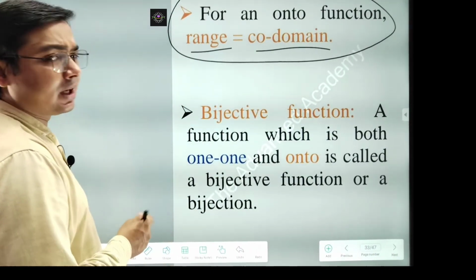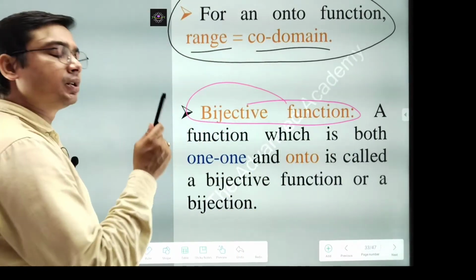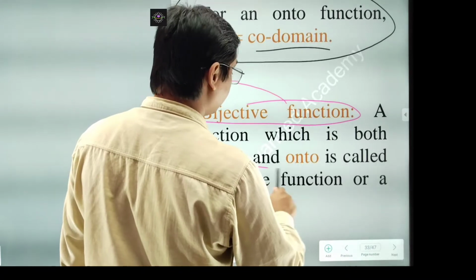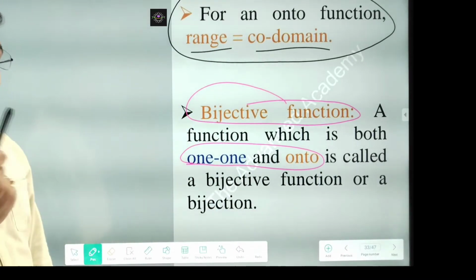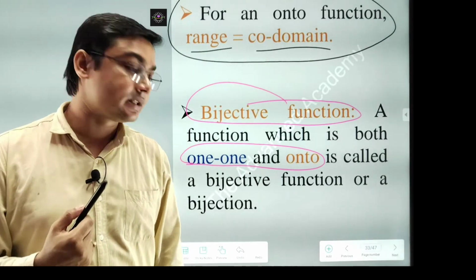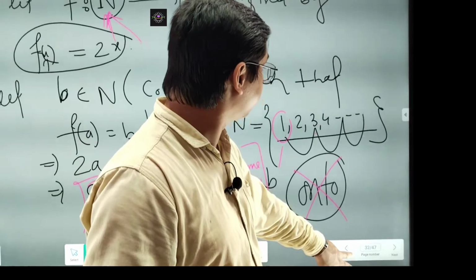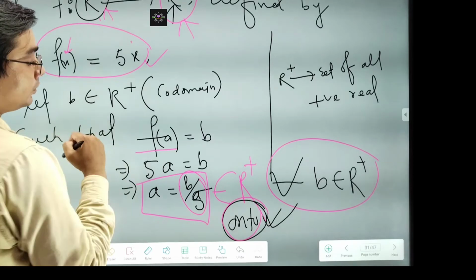Okay. So now you see another type of function which is called bijective function. Meaning a function which is one-one as well as onto. If a function satisfies the one-one property as well as the onto property, then we call the function bijective. Yes. So you see in the previous examples, you see here this function is onto.